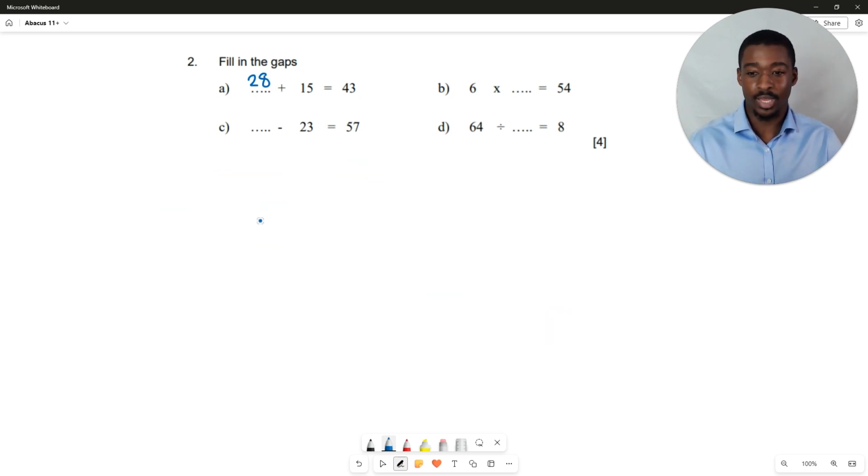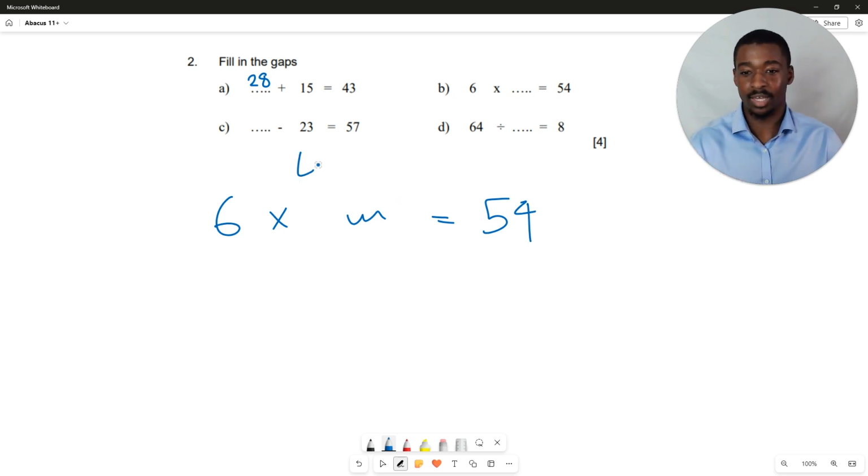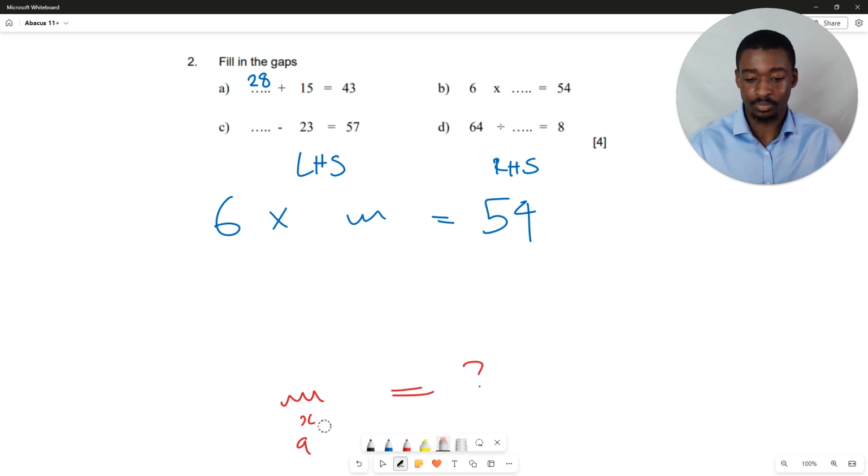So now moving on to part B, we have 6 multiplied by something, our gap, equals 54. So how do we work this out? Same exact thing. We have left-hand side, we have right-hand side, and we want to end up with this squiggly thing on its own. We want to know what this is. And this squiggly thing could be X, it could be A, it could be anything. So this could be algebra as well. So same thing here. We're trying to reverse or remove this multiplication by 6. And how do we do that? We do that by doing the opposite. We divide by 6. And whatever we do to one side of the equation, we have to do to the other side.